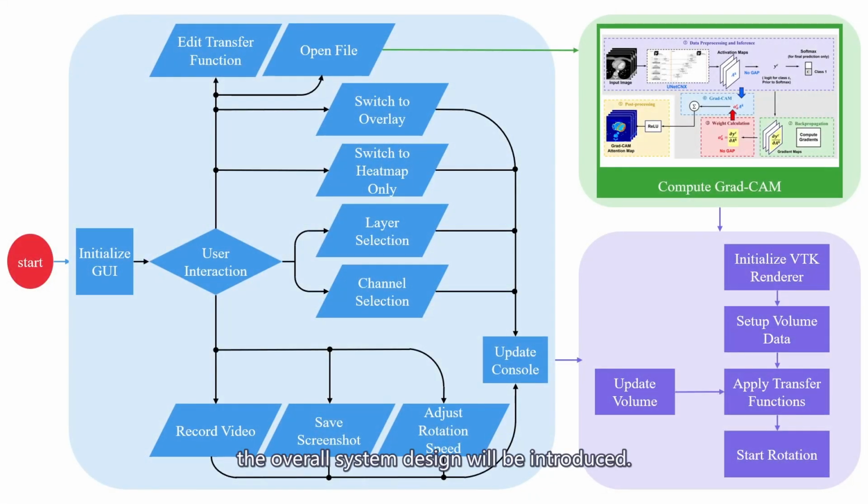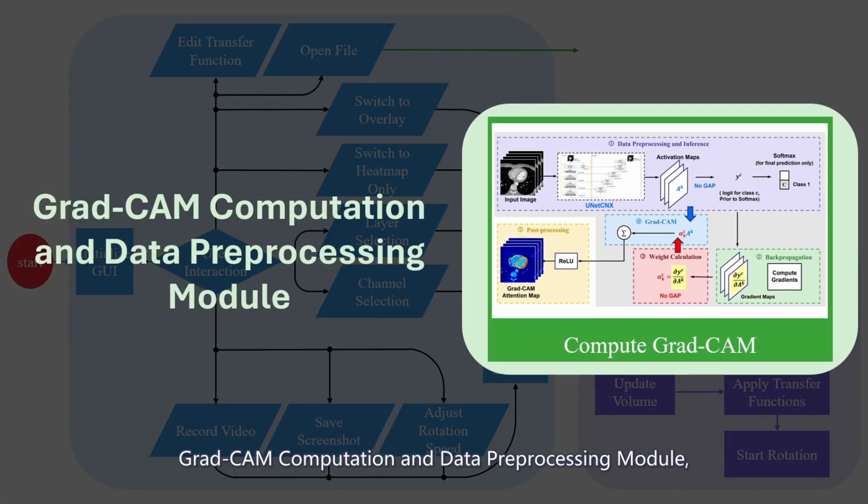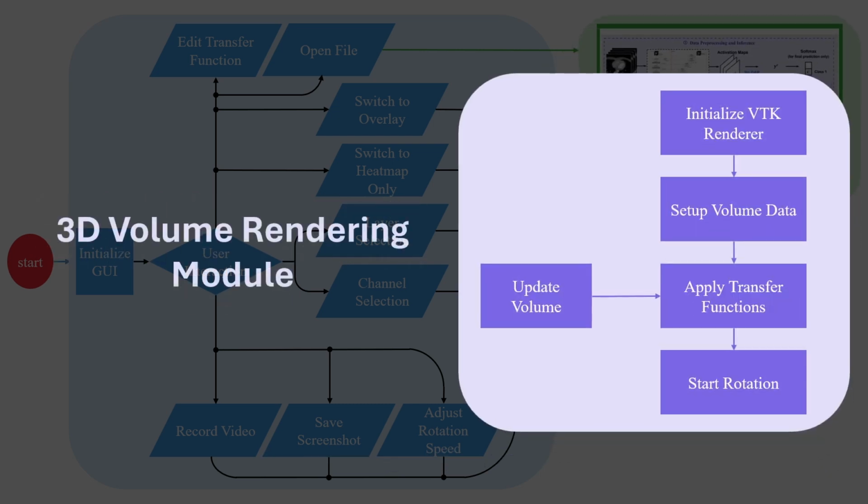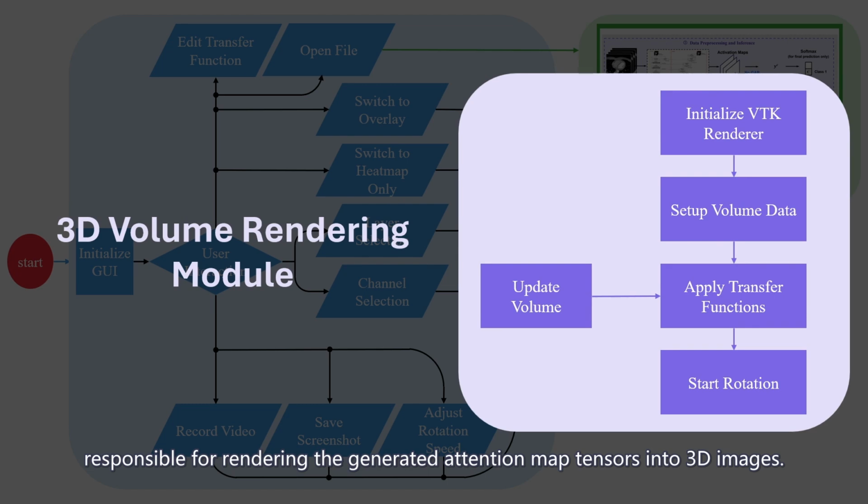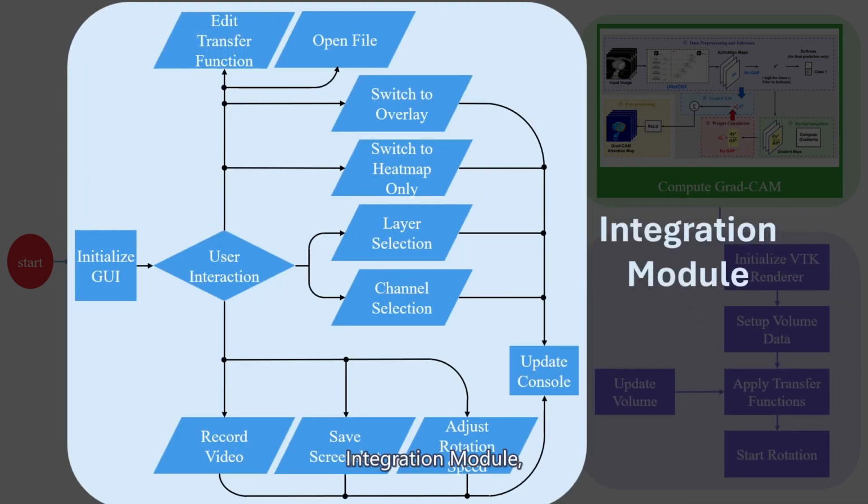Next, the overall system design will be introduced. The system consists of 3 core modules. Grad-CAM Computation and Data Preprocessing Module, responsible for performing Grad-CAM calculations and generating attention map tensors. 3D Volume Rendering Module, responsible for rendering the generated attention map tensors into 3D images. Integration Module, responsible for combining the 2 modules above and incorporating the graphical user interface.